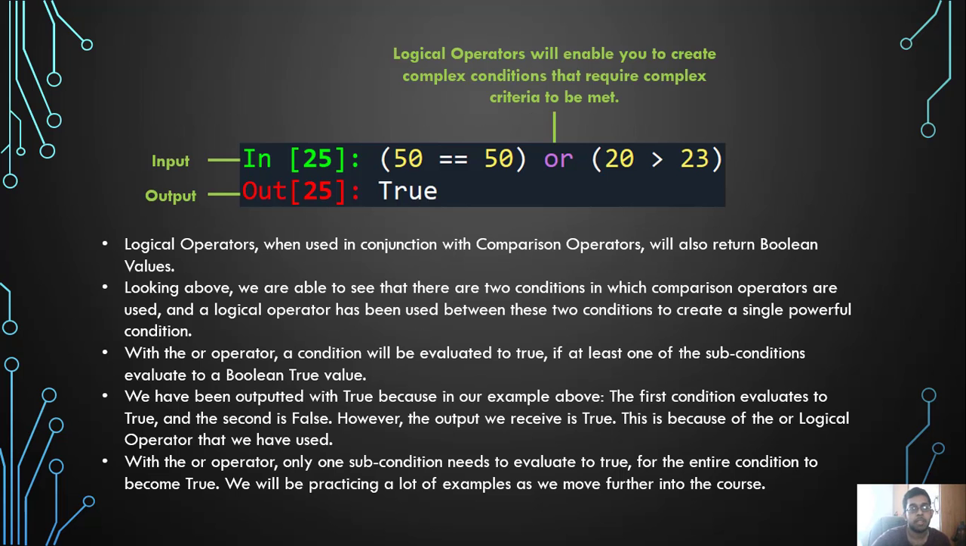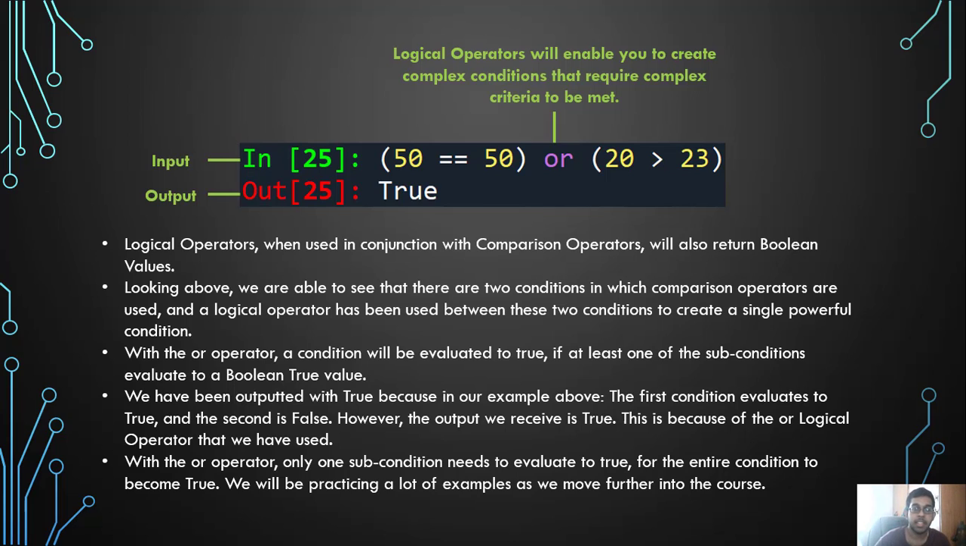For example, input 50 is equal to 50 or 20 is greater than 23. Logical operators will enable you to create complex conditions that require complex criteria to be met. Logical operators, when used in conjunction with comparison operators, will also return Boolean values. Looking above, we are able to see that there are two conditions in which comparison operators are used, and a logical operator has been used between these two conditions to create a single powerful condition.